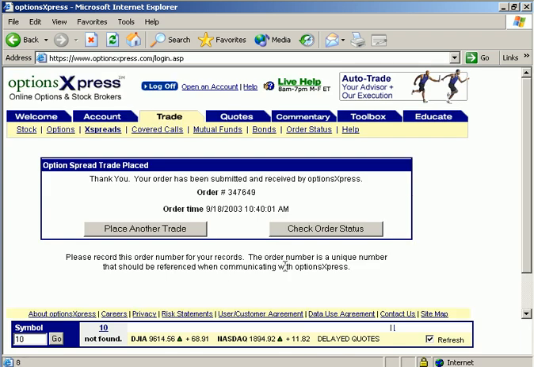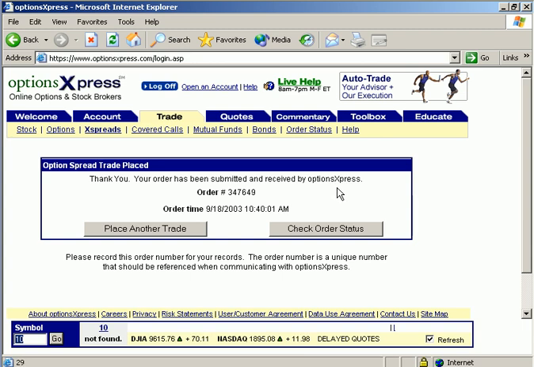Now, at this point, you're at the point of no return. This is a live trading day, and right now, Option Express is out there on the trading floor, trading this account, trying to do this debit spread on my behalf. When you get to this part, you want to print out this page, because it has the order and the time of the order. You can see here where it says, thank you, your order has been submitted and received by Option Express. Usually between 60 and 90 seconds, if there's no problem, this order will be executed.